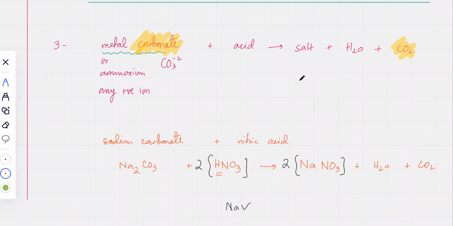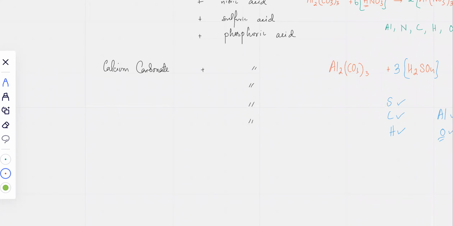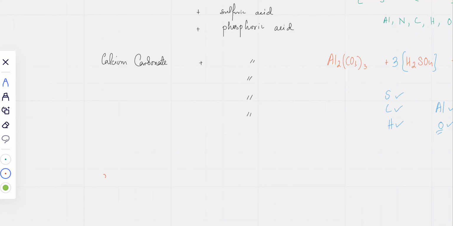So these were some reactions which I had asked you to write, which you did send me. For example, calcium carbonate with phosphoric acid. So that is calcium 2 plus, CO3 is 2 minus. So the reaction would be with phosphoric acid. What is going to be the salt that would be produced? Get rid of the H and replace it with calcium, and that would result in the formation of a calcium phosphate.